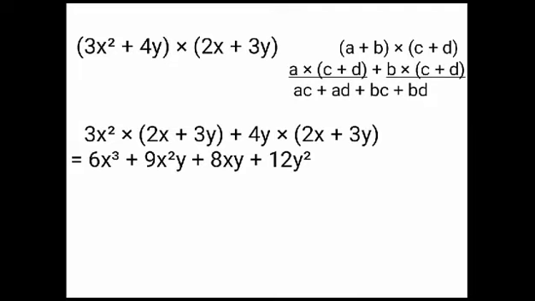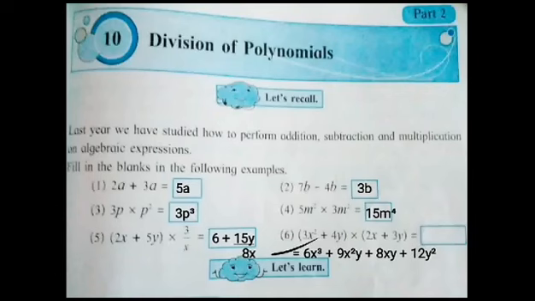So this is the final answer. All these are unlike terms. You cannot add or subtract unlike terms. This is the final answer. So the last one, the answer which I solved, you have to write it down, because in this box there is no place to write. So write it down.